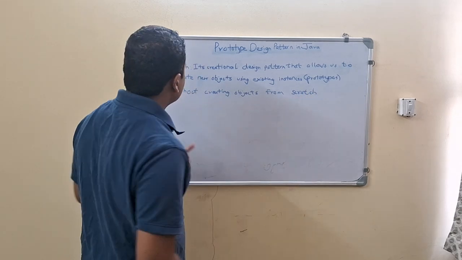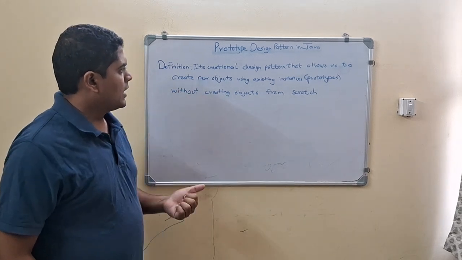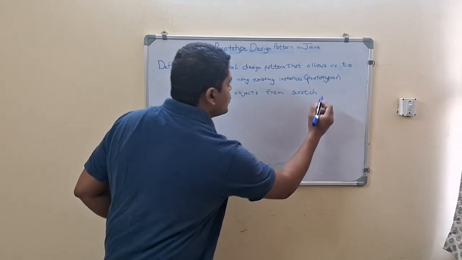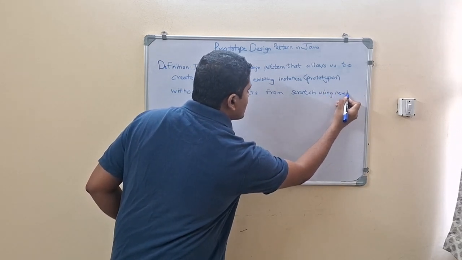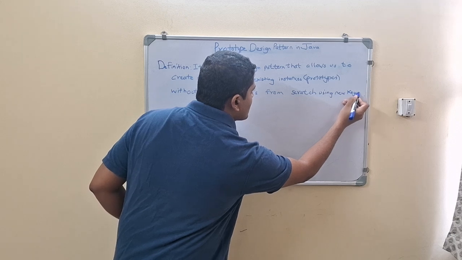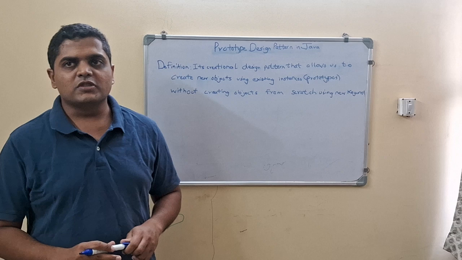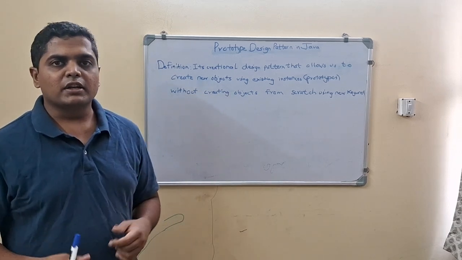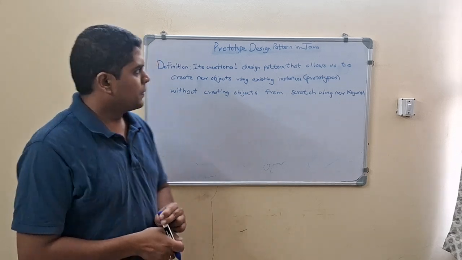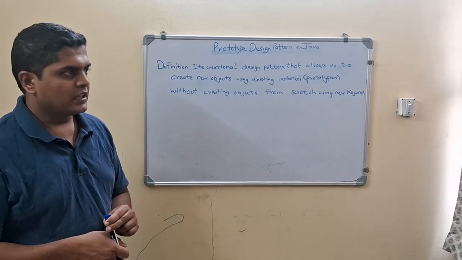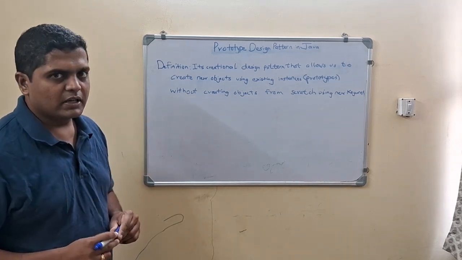So basically, we can create new objects using existing instances that are prototypes, and without creating objects from scratch using the new keyword. As you all know, Java stores the object in heap memory, and using the new keyword you can create new objects. But this specific design pattern allows us to create new objects using existing instances or prototypes without creating objects from scratch. So that's the advantage of prototype design pattern.